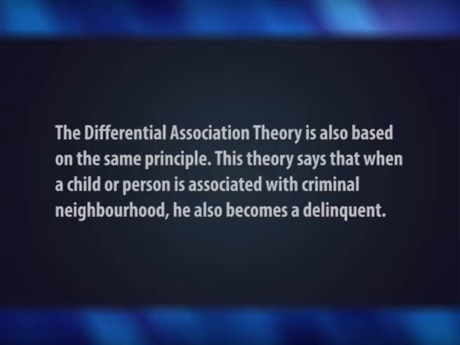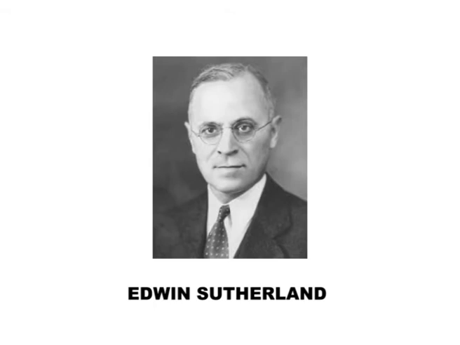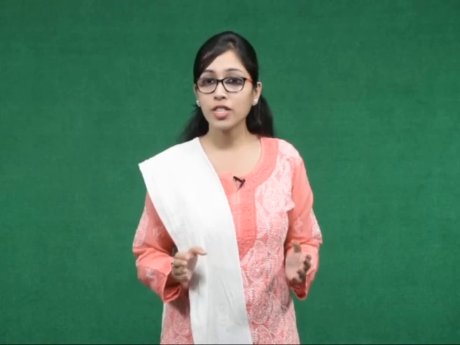The differential association theory is also based on the same principle. This theory says that when a child or person is associated with a criminal neighborhood, he also becomes a delinquent. Edwin Sutherland was the main propounder of this theory. He introduced this theory in the year 1939 in his book Principles of Criminology. He said that crime is learned through social interaction.